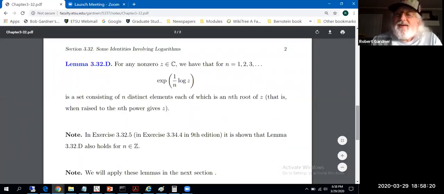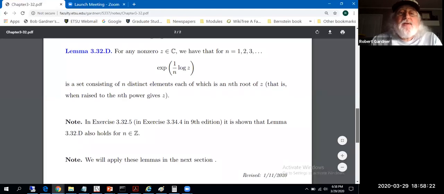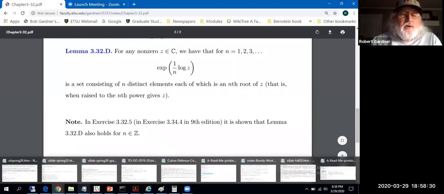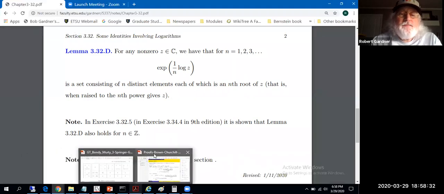I'm back. So we're using exponential functions, it appears, to define roots of z. So let's look at a proof.